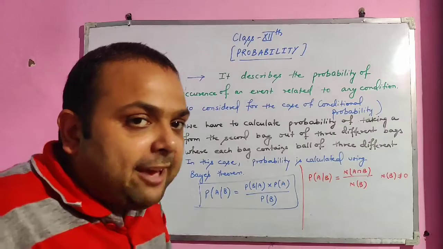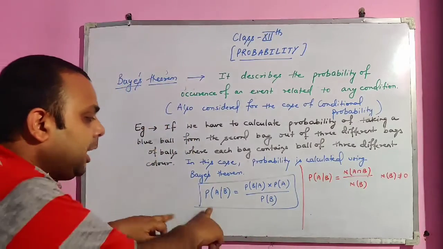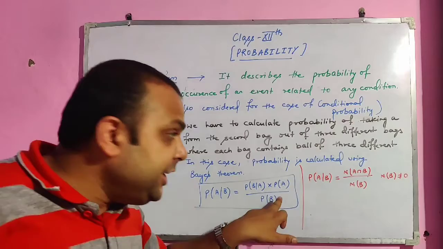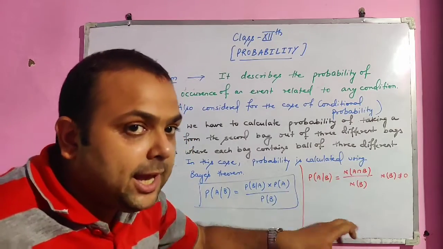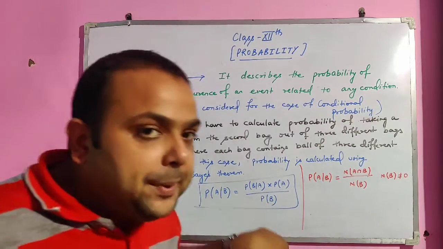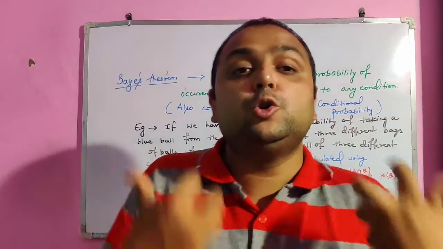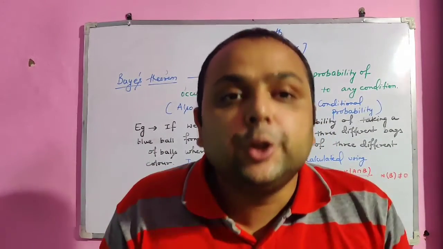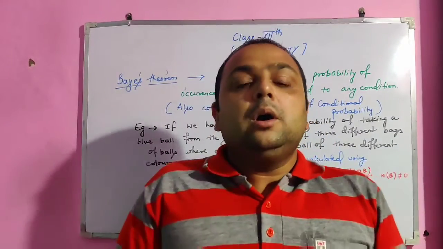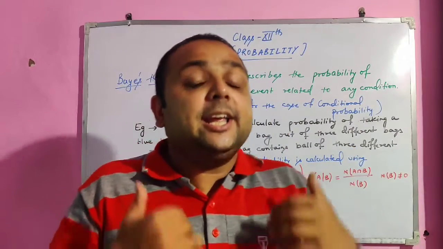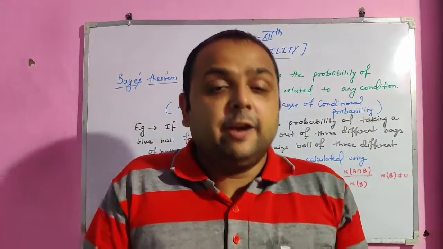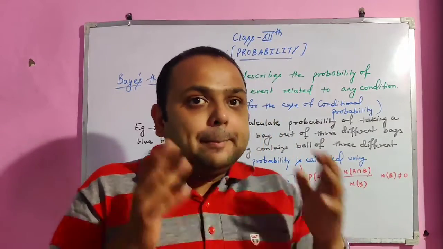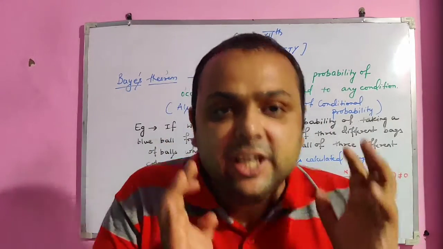Now in simple language, we can write P(A|B) = P(B|A) × P(A) / P(B). This is the formula we are going to use for solving questions related to Bayes theorem. Now to make this theorem understood in a proper way, we will have to solve some examples which I am going to tell you now. Please see the examples very carefully.